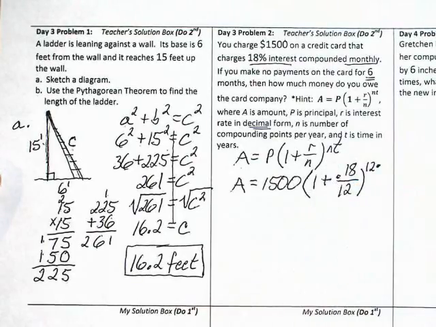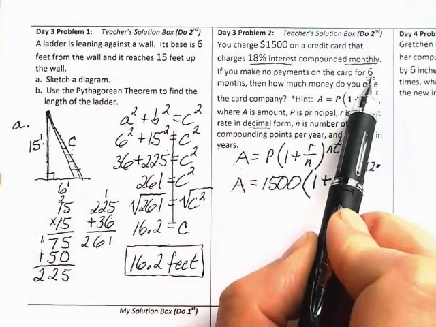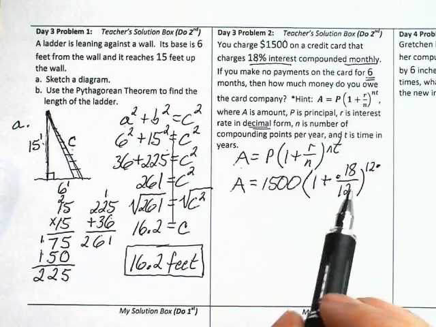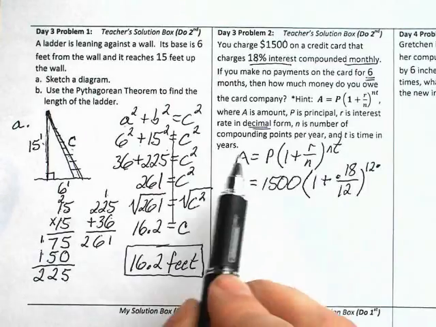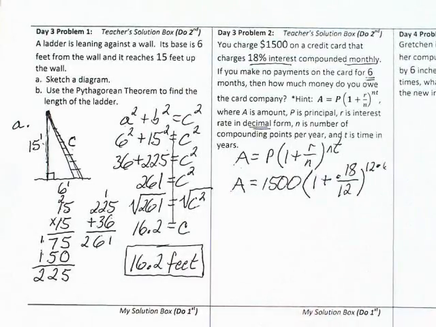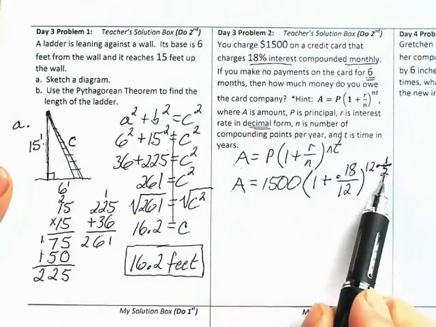And now T. T is how much time in years that the interest is compounding. And we're told that we don't make any payments to the card company for 6 months. So 6 months of time goes by, and all during that time, the credit card company keeps adding on interest that we owe them. And so the time is 6 months. But time is measured in years. So instead of putting a 6 for T, which would mean 6 years, we're going to do 6 months, which would be half of a year. And so for T, we put in a half.